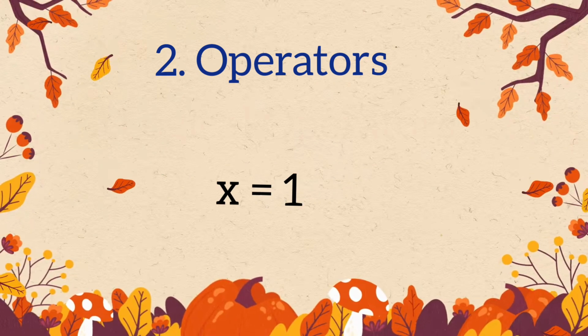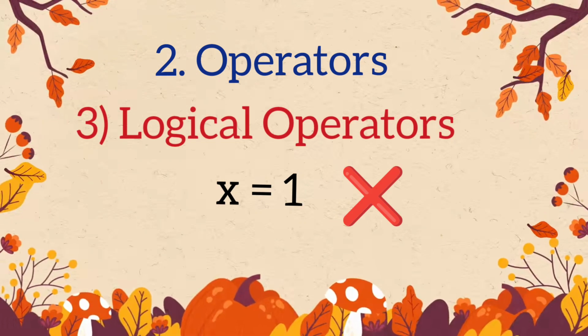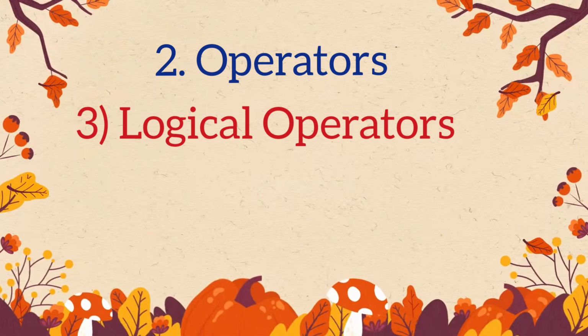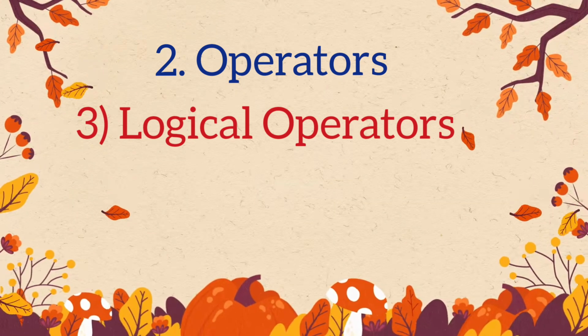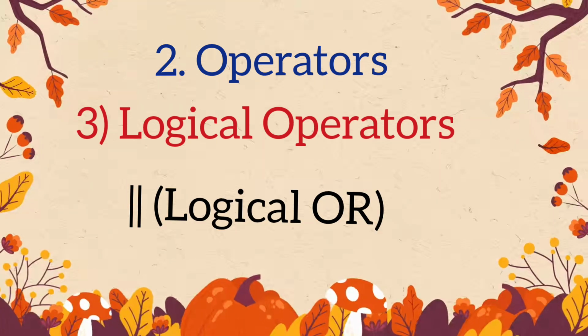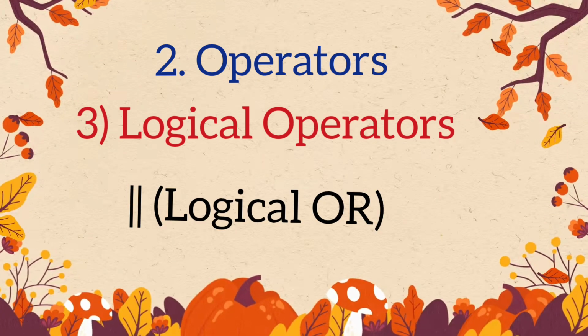Suppose x equal to 1, then the condition will not be satisfied, so it will print false, not true, because any one of the condition is not true. That's why.